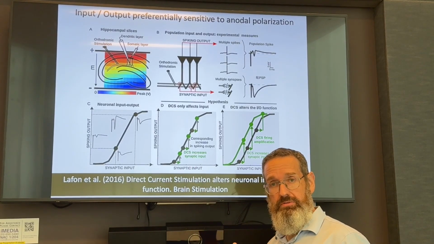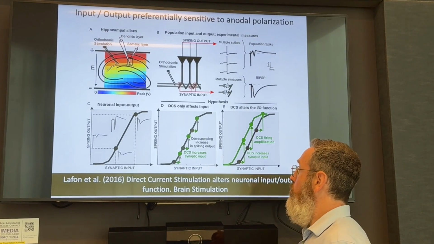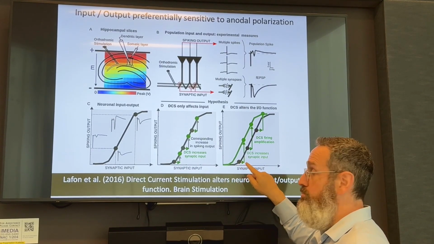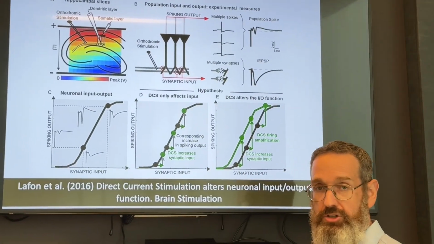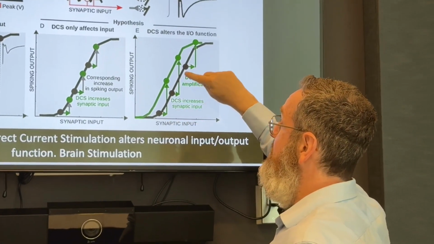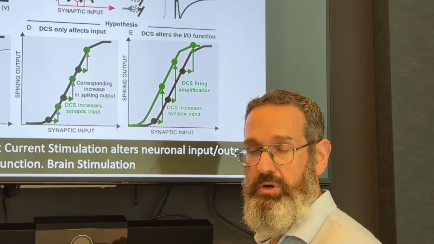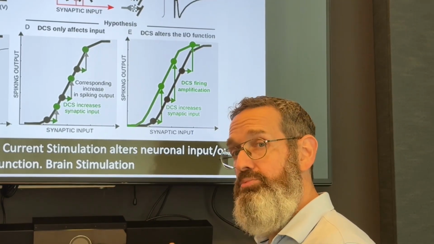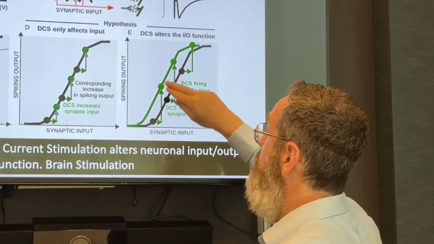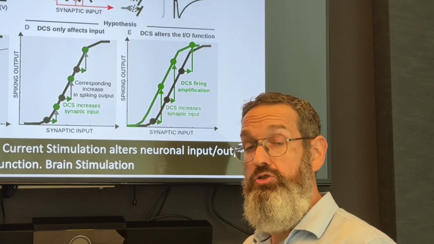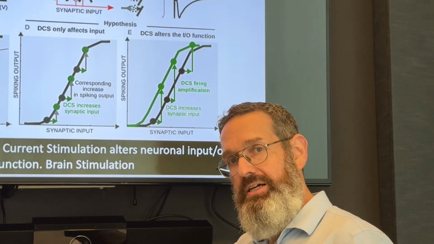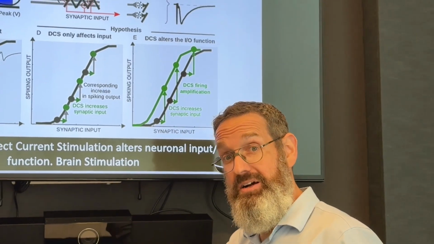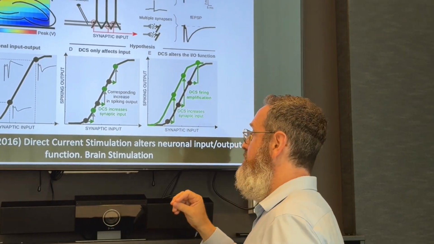Here's the alternative. Not only do we make the input stronger, but we change the input-output relationship. So in the black, you see the original input-output relationship, how the cortex is processing information. And in the green line, you see the new input-output relationship, the new way that the cortex is processing information because of the direct current. Now what happens in this case?